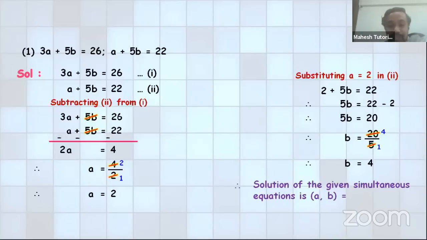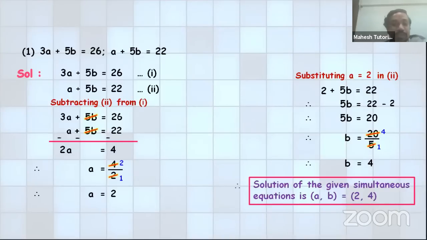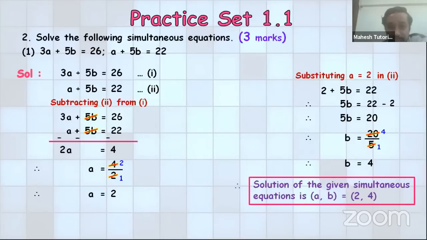So now students, tell me what is the value of a that we have got? The value of a is 2. Perfect. And what is the value of b that we have got? 4. The value of b is 4. I hope that all the steps of this sum are quite clear to each and every student.